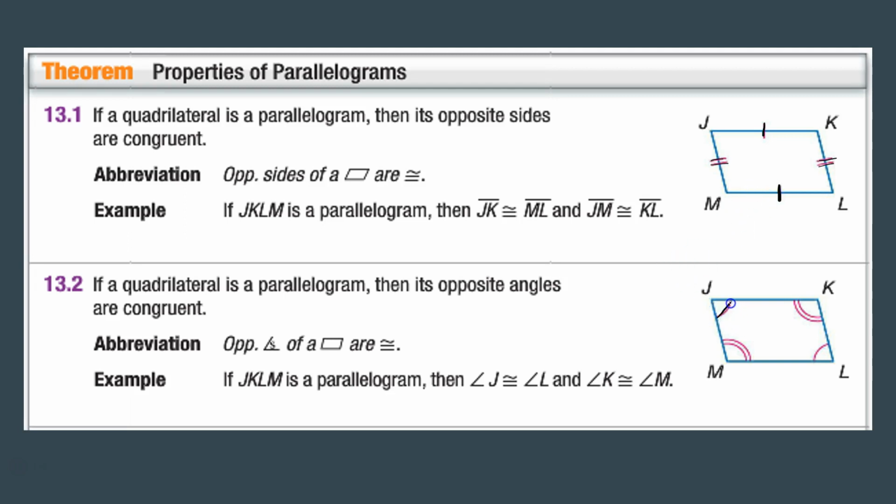If a quadrilateral is a parallelogram, then its opposite angles are congruent. So here we have angle J is congruent with angle L. Then we have angle M. Angle M is congruent with angle K. Because of that, we know it's a parallelogram.